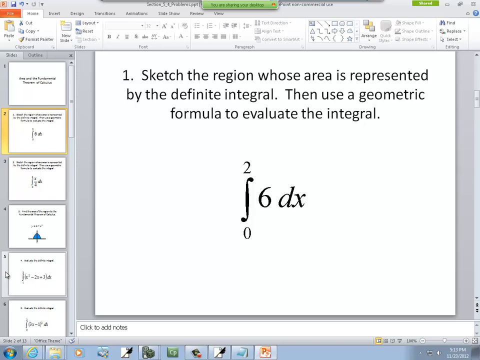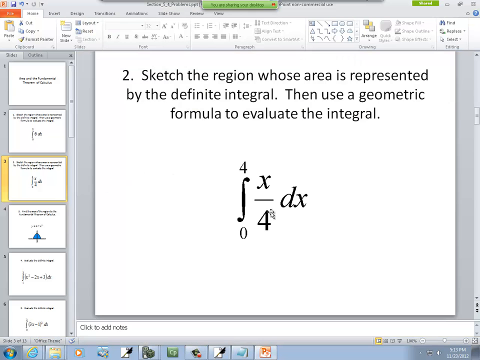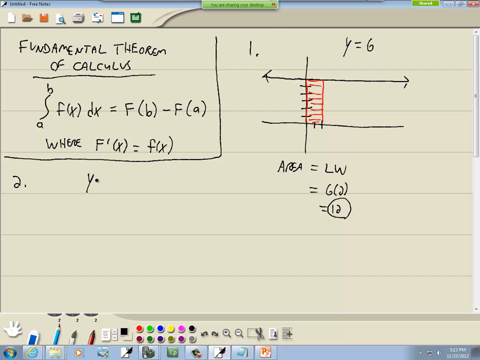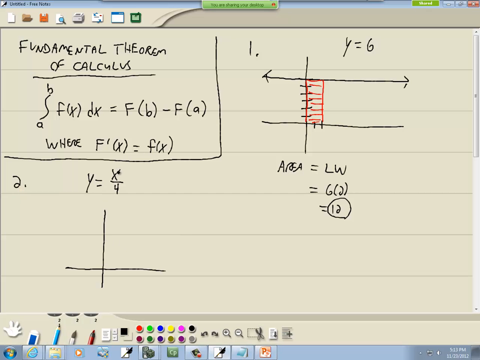Let's look at our second one here. We've got x over 4, so that's like y is equal to x over 4. And it's from 0 to 4. Well, if I were to put 0 in here, that's 0 over 4, which is 0. So (0, 0) is one of our points. And if I were to put 4 in there, 4 over 4 is 1, so we have (4, 1).